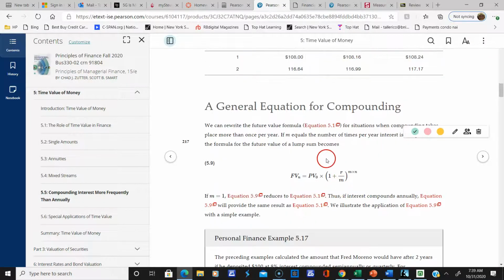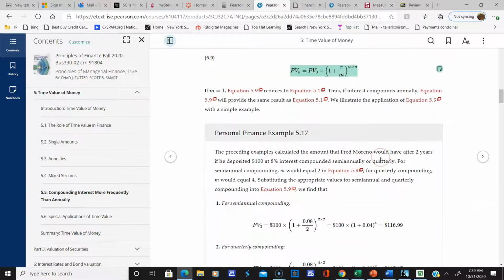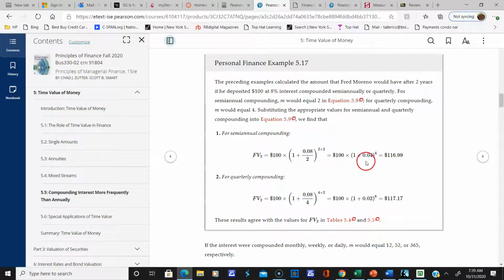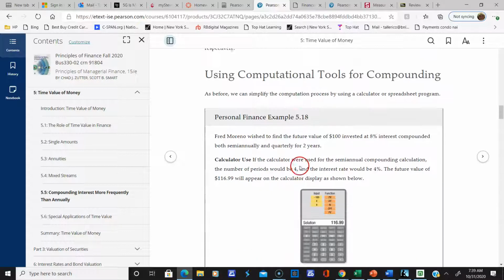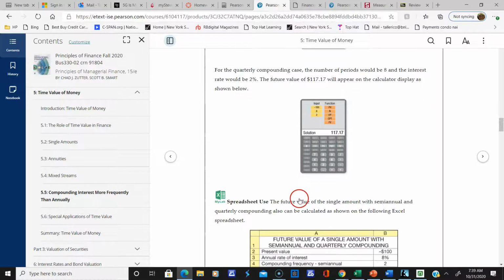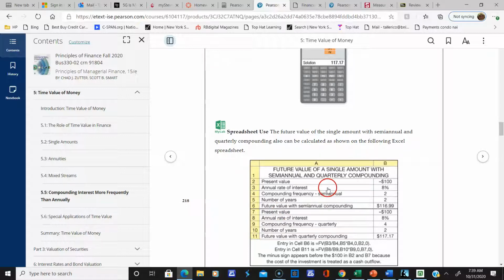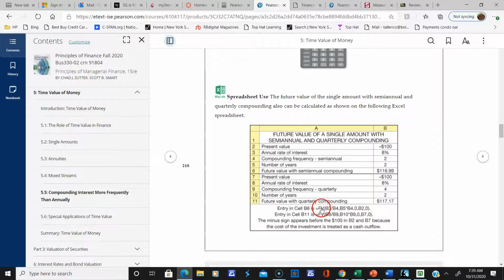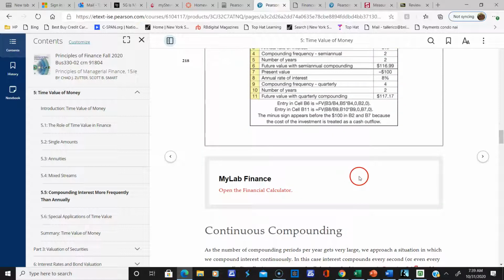All right, so here's the equation for compounding, and it's important everyone knows this. Here's a nice personal finance example of that. And we go back to using the calculator again. And here's Excel. In Excel, again, you use the future value function, and you just change the number of compounding periods. So it's important you watch how to do this. Study this and go through this. If you have any questions, let me know.